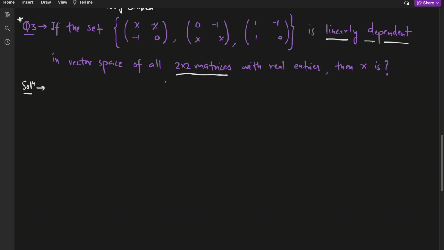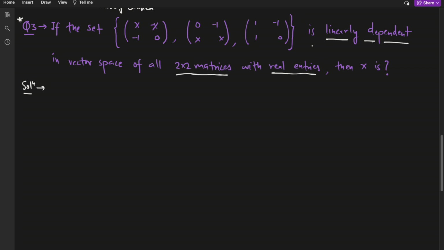See, vector space is an abstract concept. A vector space could be of anything. It's not just about vectors. It could be a vector space of matrices as well, or of functions, or of any custom object. You just need to fulfill certain properties. If those properties are fulfilled, then it's a vector space. In this case, this is a vector space of 2 cross 2 matrices with real entries. This is also important: real entries, so you cannot have complex entries there.